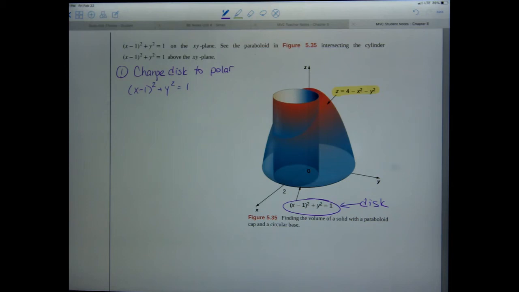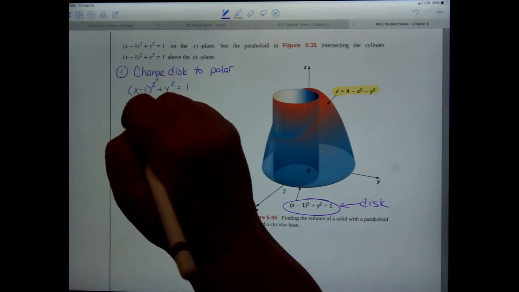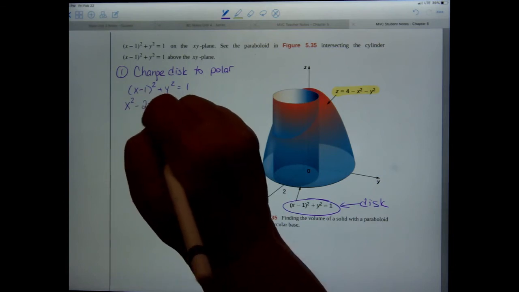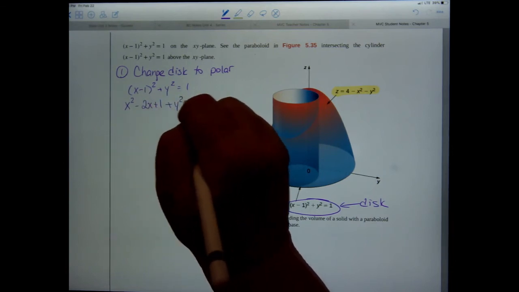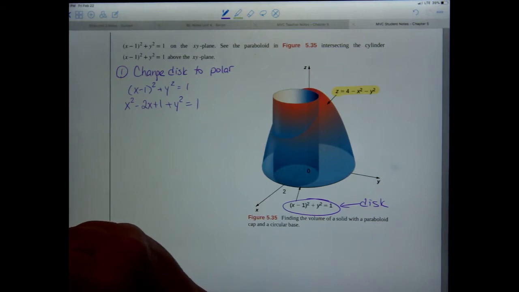I would recommend doing what DJ said, and that is to expand it out, because once I do, I'm going to have an x squared and a y squared, which will turn into an r squared, right? Yes. So FOIL out the x minus 1 squared right now. Do it. And then you move the constant to the other side.